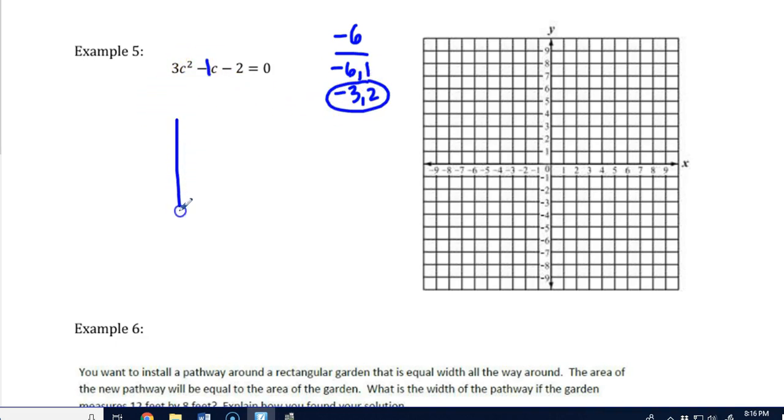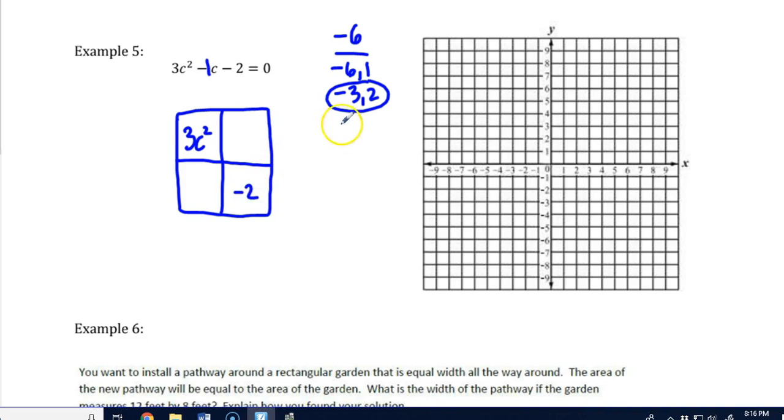So, again, there's other ways to do this besides the window, but the window is consistent with how we multiplied our binomials. So let's see if we can set this up with our window. We know we put in our 3c squared top left, negative 2 bottom right. We're going to split the negative 1c into a negative 3c and a 2c. Notice how on the diagonals that adds up to negative 1c. That's what we want. Now we just got to figure out, okay, what's the way I'm going to split up my 3c squared into two factors? It's probably going to be a 3c and a 1c, right?